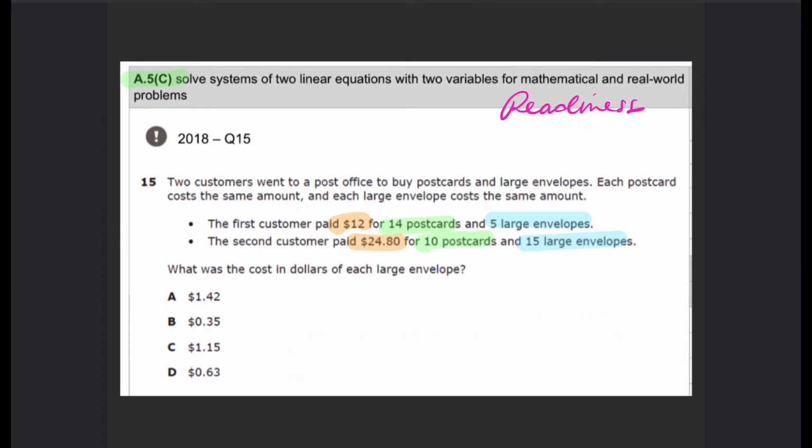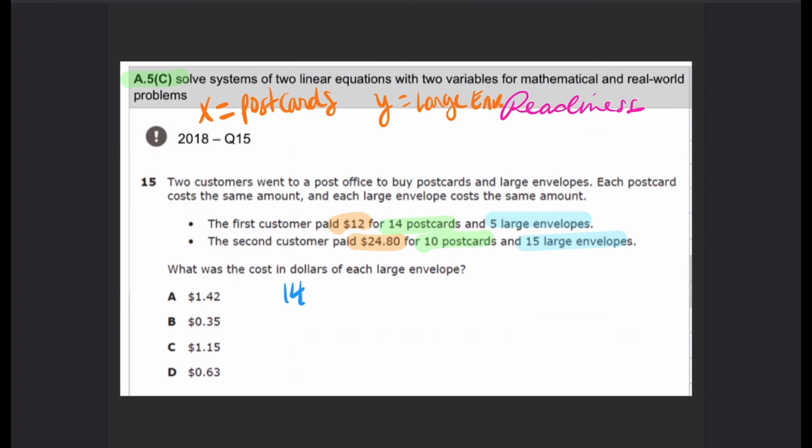So this right here is a problem testing your ability to solve systems of linear equations according to the TEKS. So let's set up our 2 equations. For the first customer, first of all, we have to assign variables to this problem. The x will represent the cost of the postcard, and the y will represent the cost of the large envelopes.